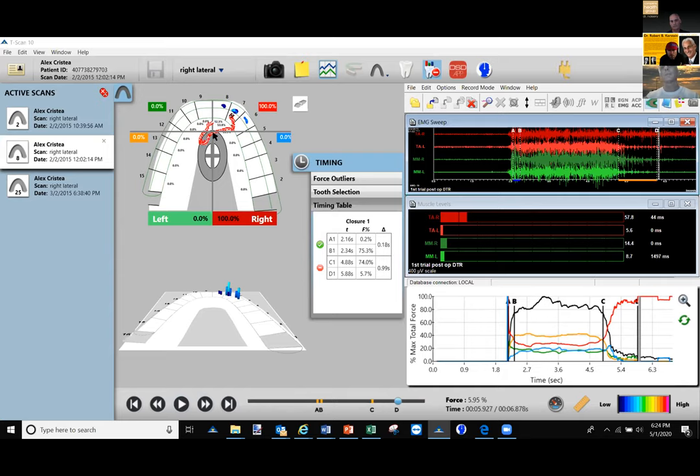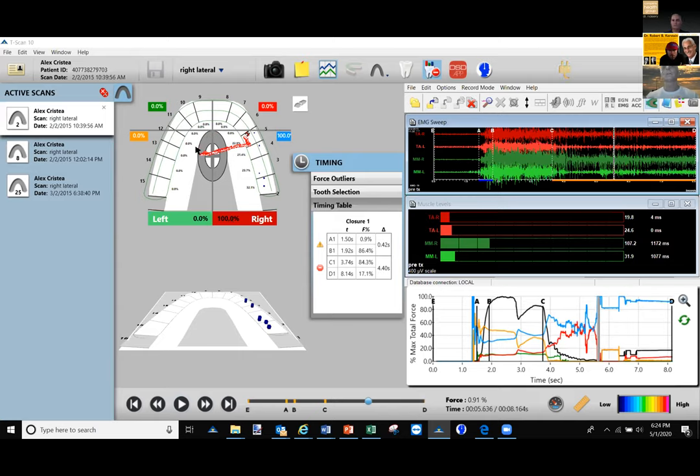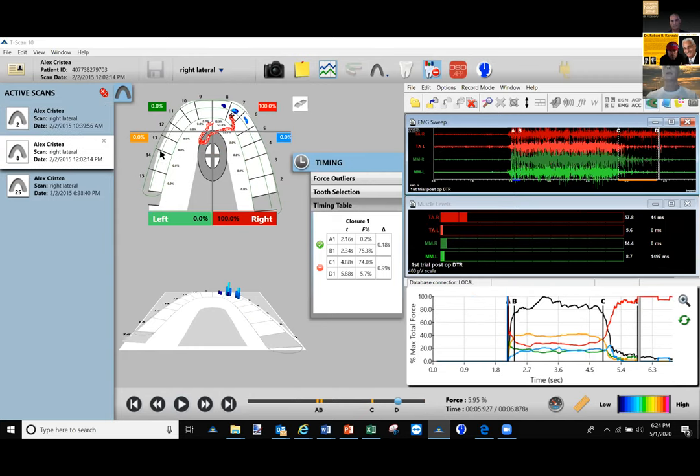Notice first, the center of force goes out to the canine lateral area. Notice here, the center of force goes into the premolar molar area. That's a big difference. Okay, so this is a much better pathway for the forces to go. And you can see that here if I just drag this. See how it goes anteriorly. Okay, so that's the first day of shortening the disclusion time.